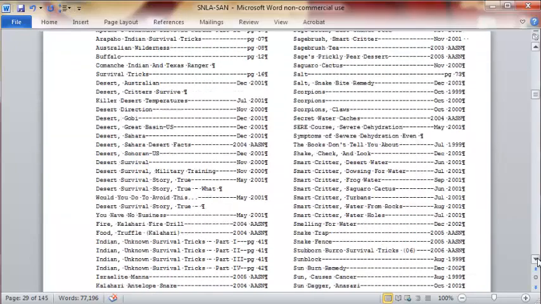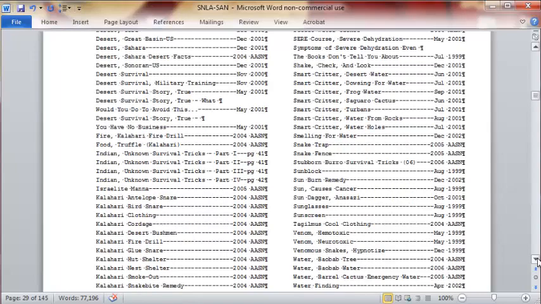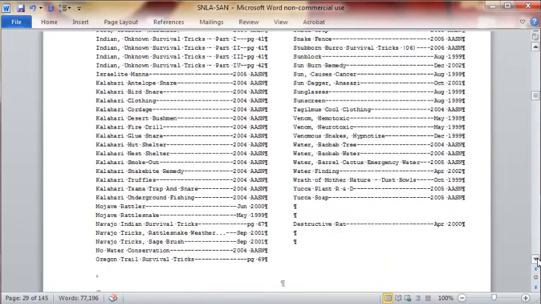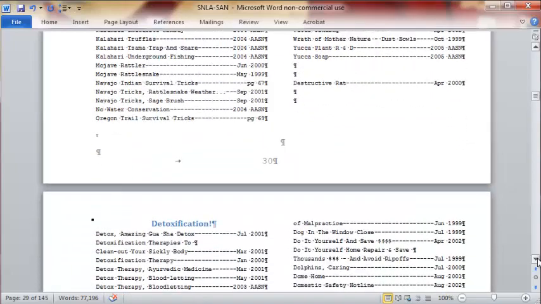Real survival, international. Here in the United States, Africa, like you see right there, the Kalahari on the left-hand side. This is real survival. Okay.